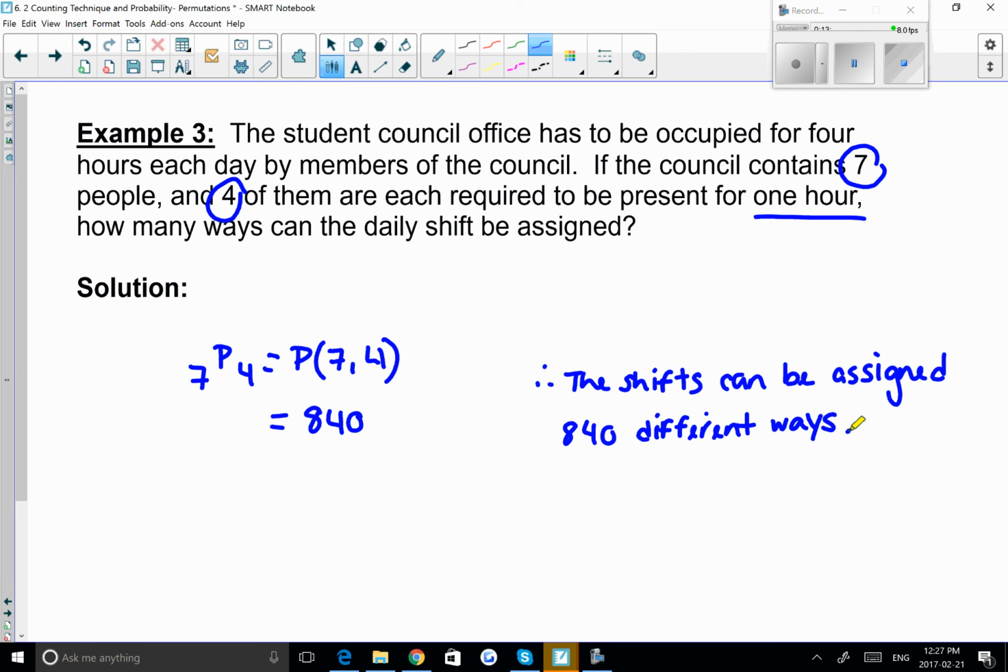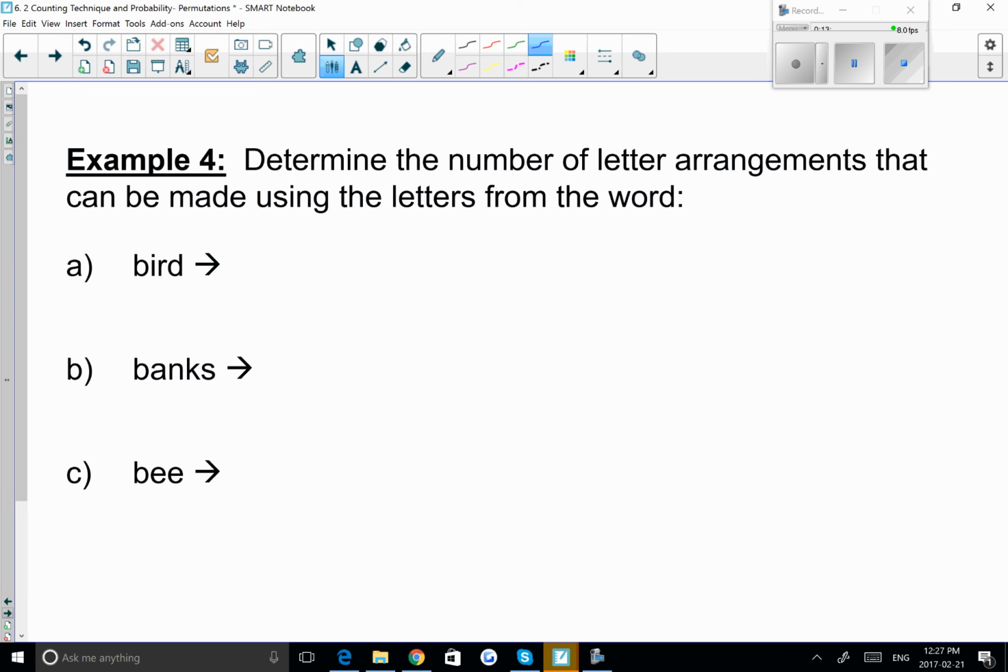Now I'm going to open up some different unique scenarios. So here we look at letter arrangements. Determine the number of letter arrangements that can be made using the letters from the word bird. So there's 4 letters here. If I wanted to shuffle them up, that's the same as 4P4 because I'm using all 4 letters, which is the same as 4 factorial, which is 4 times 3 times 2 times 1, which is 24.